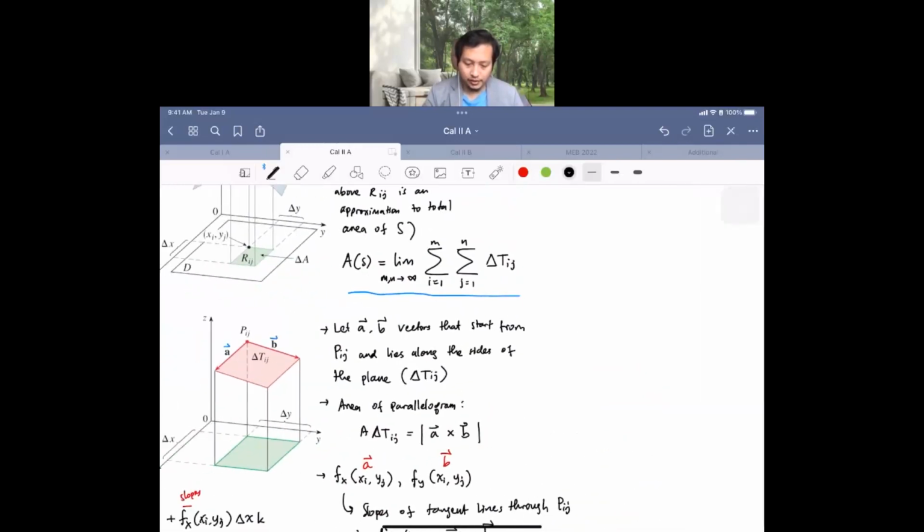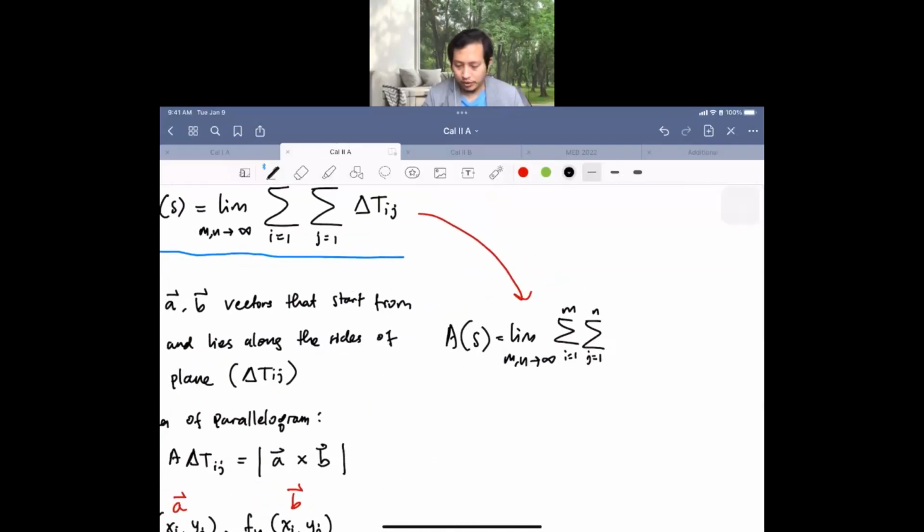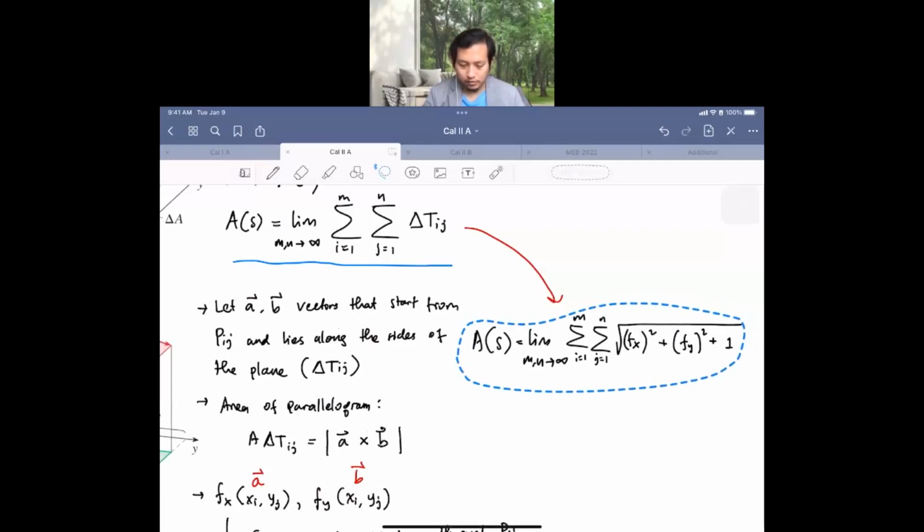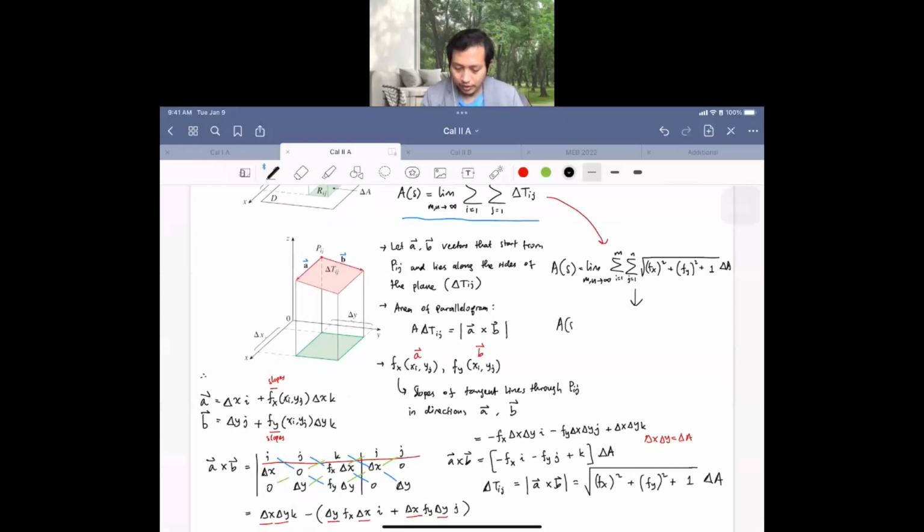Now from the definition, we can write down that the area will be the limit of the sum of the square root of partial x squared plus partial y squared plus 1 times delta A. And by the definition of the double integral, we can write down the area as the double integral over D of the square root of 1 plus dz/dx squared, partial x, plus dz/dy squared, partial y, dA.